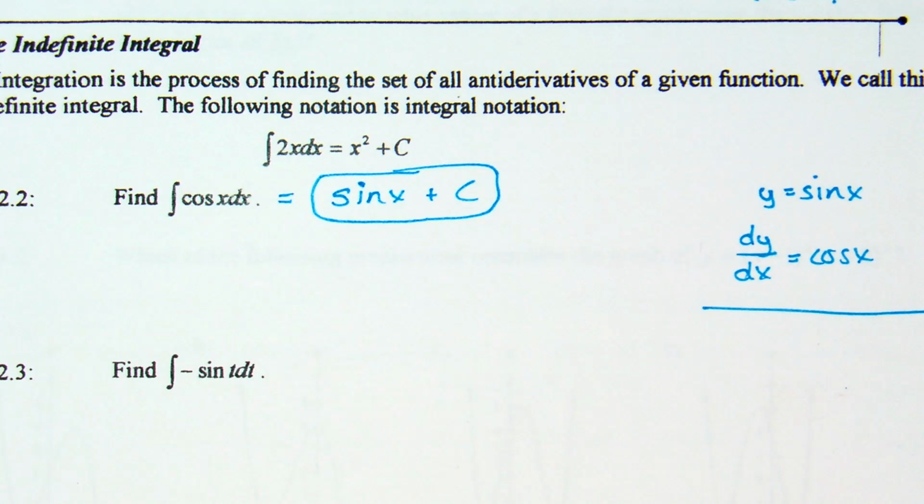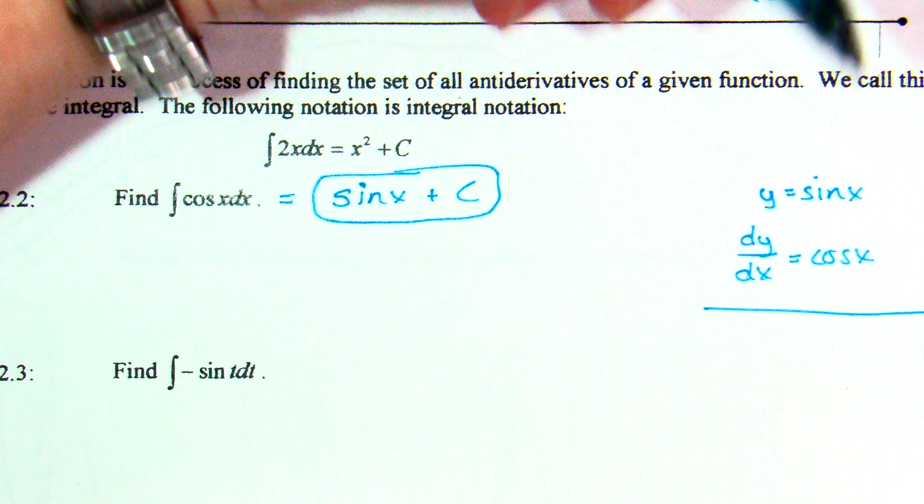Okay? So now, on this next problem, it's the integral of negative sine t dt. What's the gist of what we all know? Some type of cosine, right? Whether it be positive or negative, we haven't discussed yet. And then, of course, there's going to be a plus c.